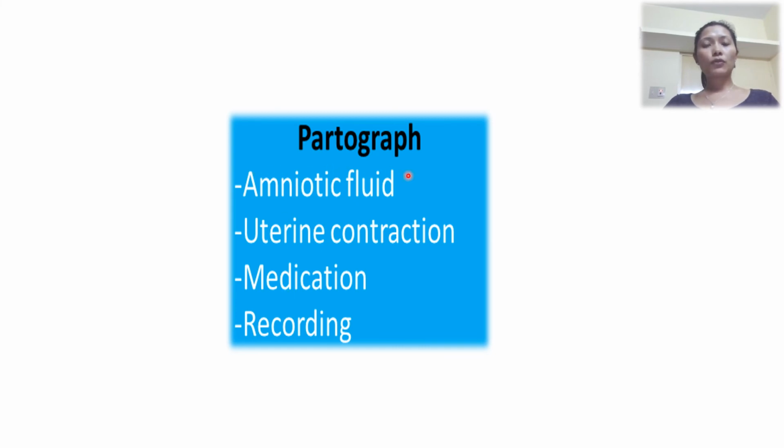For amniotic fluid, what we should see is the color of the amniotic fluid. If the color is clear, it is normal. If it is green, consider it meconium, meaning either the baby is in distress or has hypoxia, a lack of oxygen for the fetus. So the amniotic fluid color should be assessed. Uterine contraction frequency and duration should be assessed. If the uterine contraction is too much, then the oxytocin or the medication should be reduced, or if it is less, then the inducing medicine can be given.